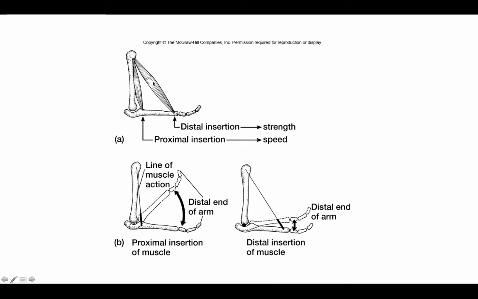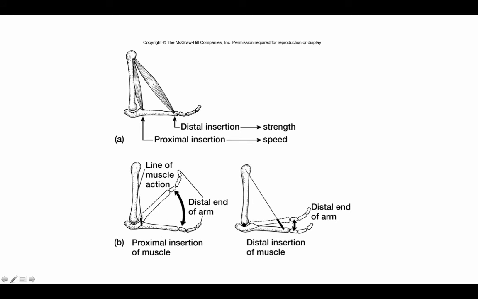So here we see a pair of synergistic muscles. One has its insertion more proximally, one has its insertion more distally. This proximal insertion is going to be optimized for speed. This more distal insertion can be optimized for strength. So we can see the speed component of it right here.